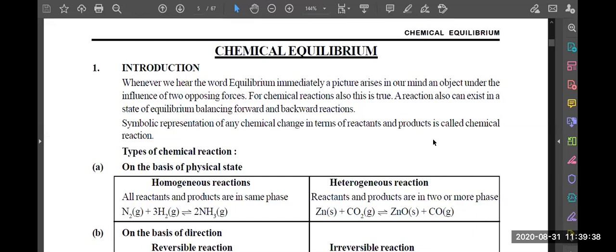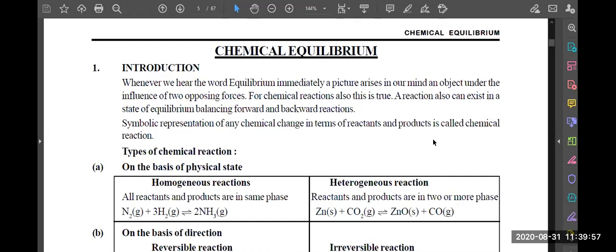I can say that equilibrium means no actual change, no actual change in the state of any object or any reaction or anything.